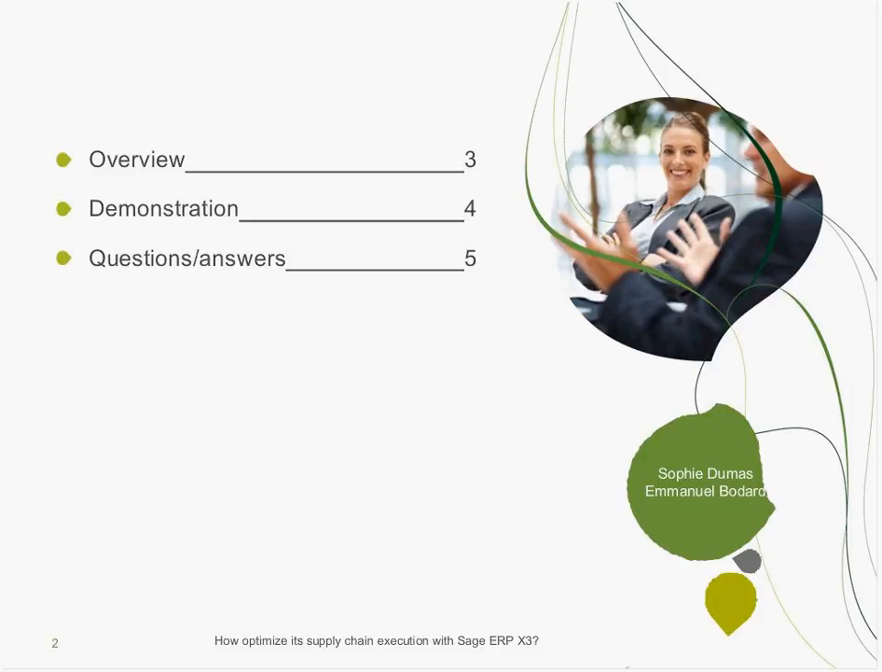Our presentation will be structured in 3 parts: a general overview of the connector, a product demonstration of the connector, and a session of Q&A. This summer, we launched the version 6.1 for Sage Geode. The version includes a number of new features and golden features, including a major feature regarding the connectors between Sage ERP-X3 and Sage Geode.